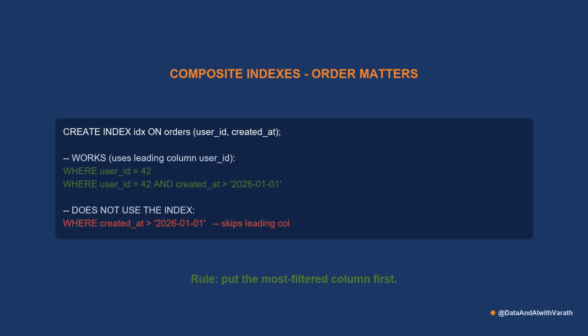Composite indexes, column order matters. An index on user ID and created at, in that order, is 2 indexes for the price of 1. It accelerates queries that filter on user ID alone, and queries that filter on both. But a query that only filters on created at skips the index entirely. Rule: put the most filtered column first.